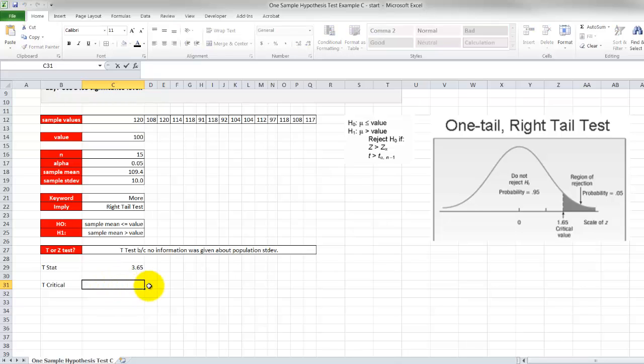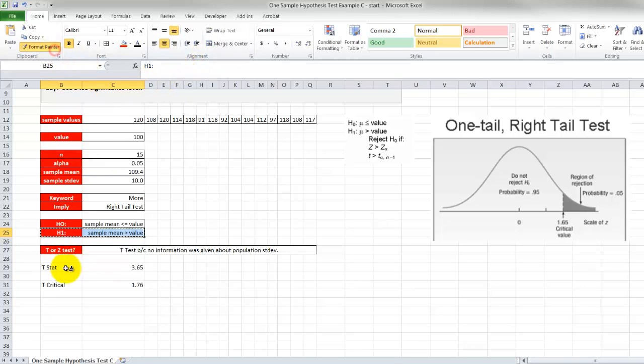So let's double click that cell, paste. We know alpha. Alpha is 5%. Degree of freedom, it is always n minus 1 unless specifically stated elsewhere. For a single sample test, it'll always be n minus 1. Later we'll get into some problem-solving techniques where it is calculated for us.